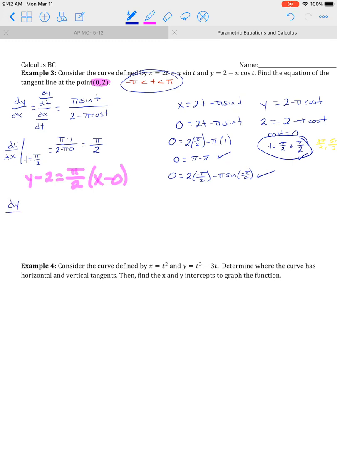And then I need to recalculate the slope at time negative pi over 2. So that looks like pi, and then sine of negative pi over 2 is going to be negative 1, over 2 minus 0 again. So it's just negative pi over 2. So my second tangent line is y minus 2 equals negative pi over 2 times x minus 0. So there's two different equations. Find the equations of a tangent line at this point.